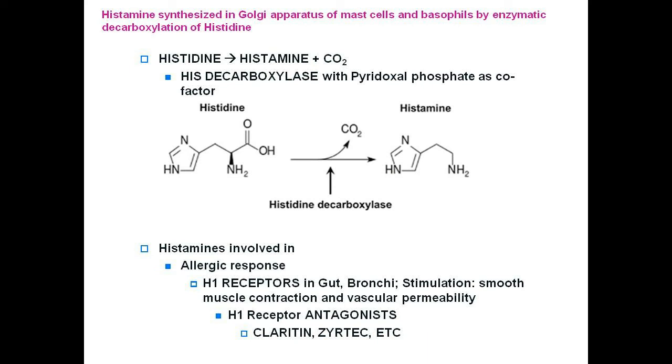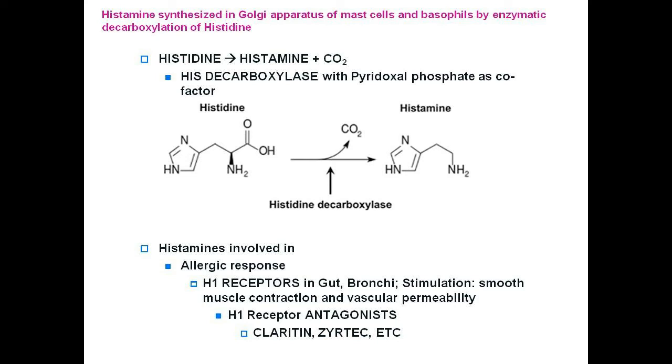It's a hormone, and it mediates a wide variety of physiological and pathological responses such as inflammation, gastric acid secretion, neurotransmission, immune modulation, etc. So histamine is synthesized in the Golgi apparatus of mast cells and basophils by enzymatic decarboxylation of histidine as shown here. So histidine is decarboxylated by histidine decarboxylase, which requires PLP or pyridoxal phosphate as cofactor, generating histamine.